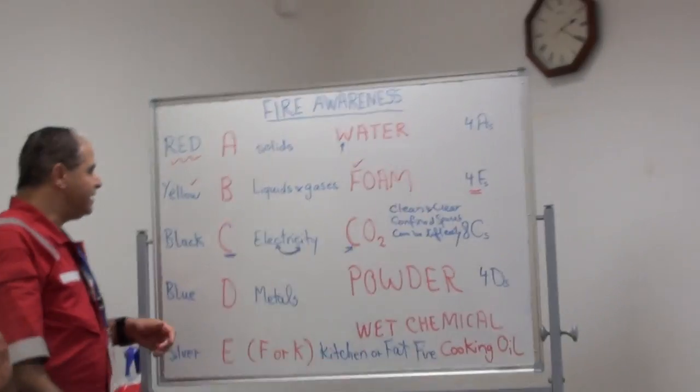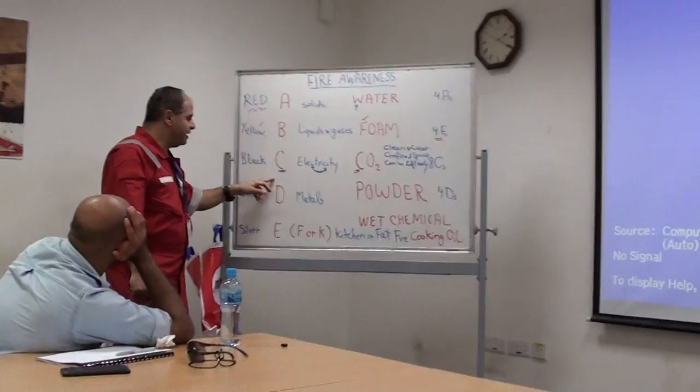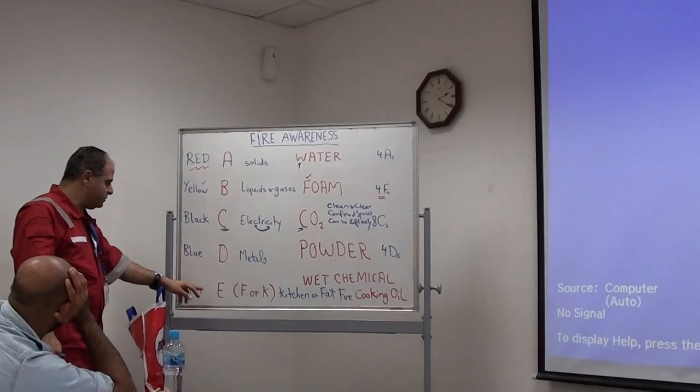Classes of fire. Class A, solids, the color is red. Class B, liquids and gas, the color is yellow. Class C, electricity, the color is black. Class D, metals, the color is blue. Class E, F or K, and the color is silver.